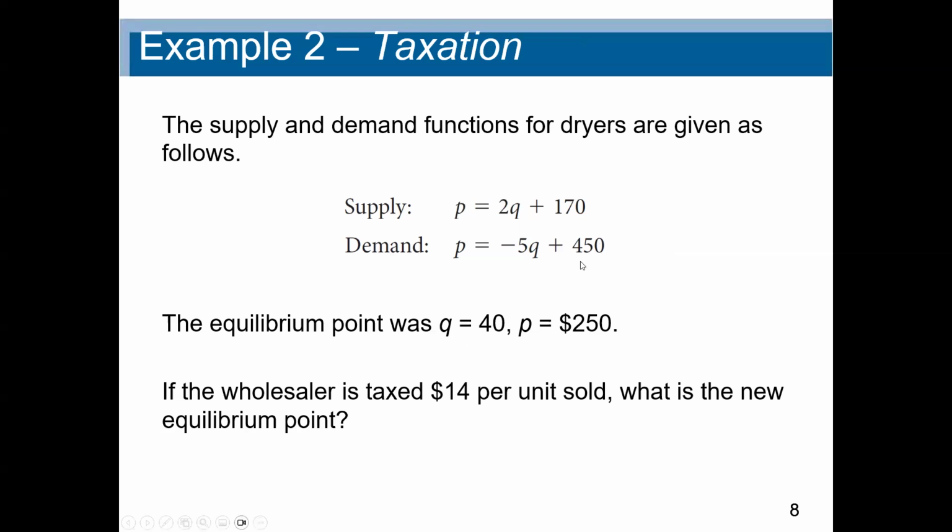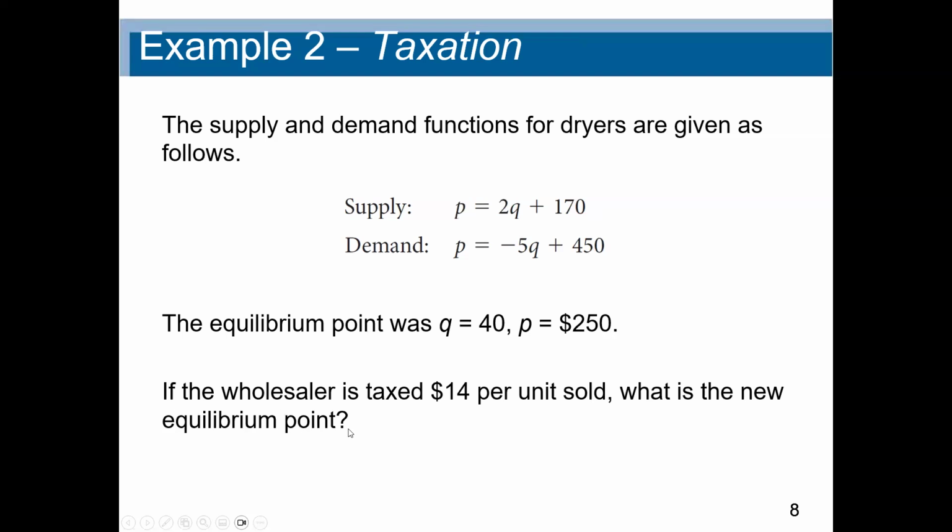Because that will give us 280. 450 minus 170 gives us 280, and 280 divided by 7 gives us 40. Then finding 250 is straightforward. We take the 40 and substitute it for Q. 2 times 40 is 80, plus 170 gives us 250.